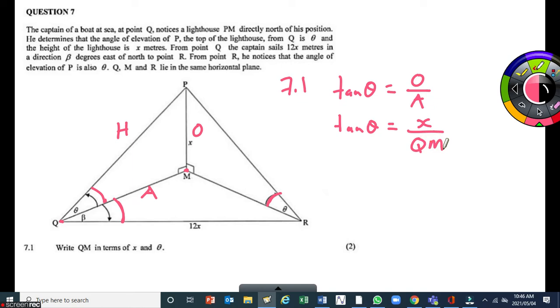Remember, we are supposed to write QM in terms of x and theta, which means I need to make QM the subject. The denominator there is 1, so you just cross multiply this. So your QM is going to be equal to x over tan theta. You cross multiply this 1 and the x, you get the x. Okay? So this will be the answer for 7.1.